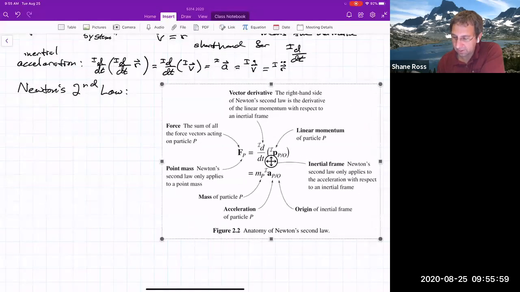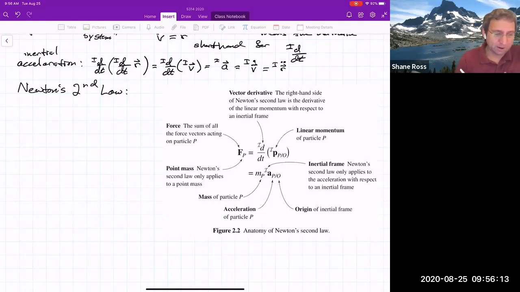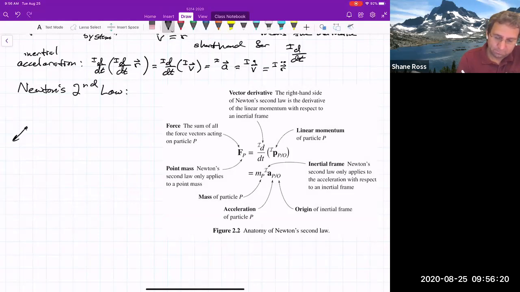Check it out. It has this nice diagram in the book of Newton's law. This all starts with talking about the location of a particle. This is a schematic of an inertial frame. I'll put I there, and here's the origin. And here is the particle P. We'll say it's located at point P.